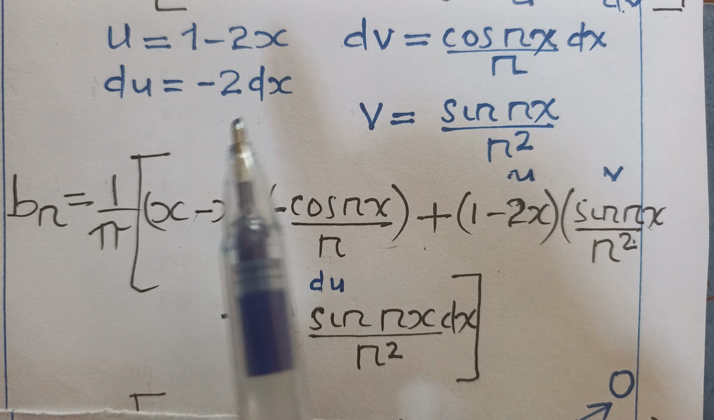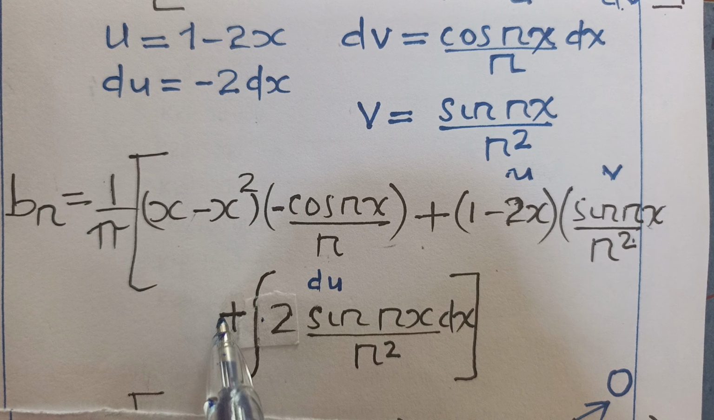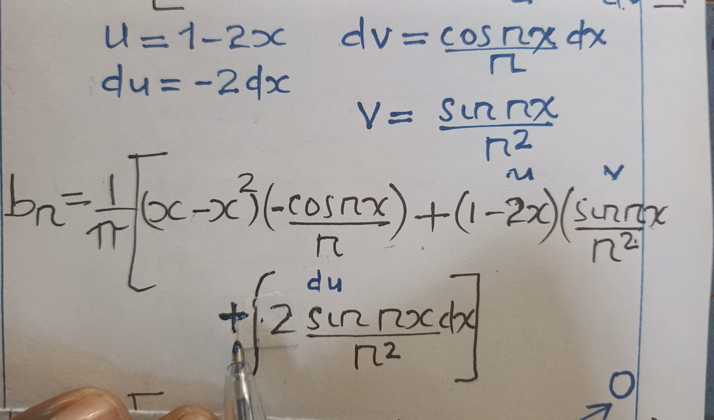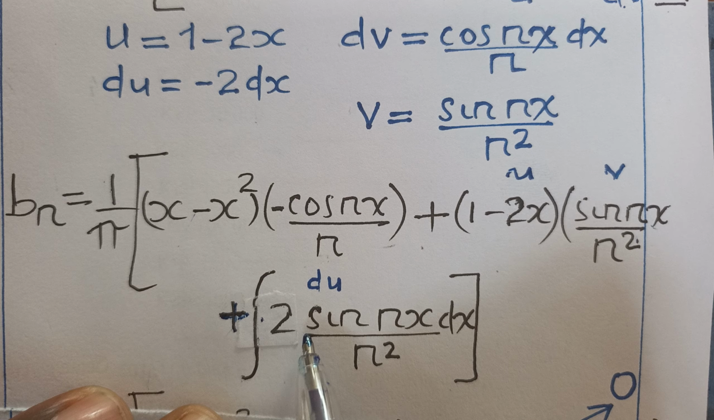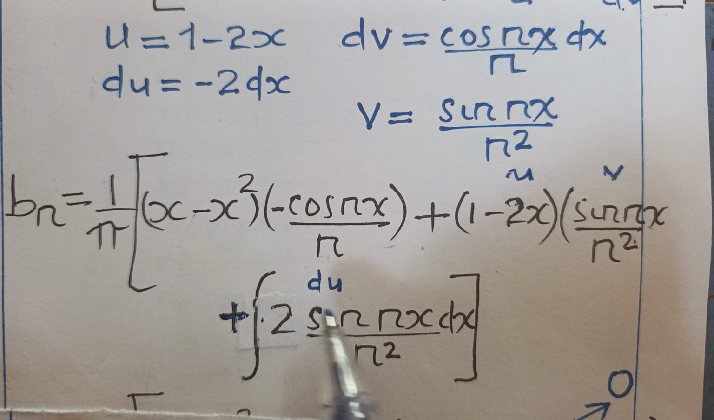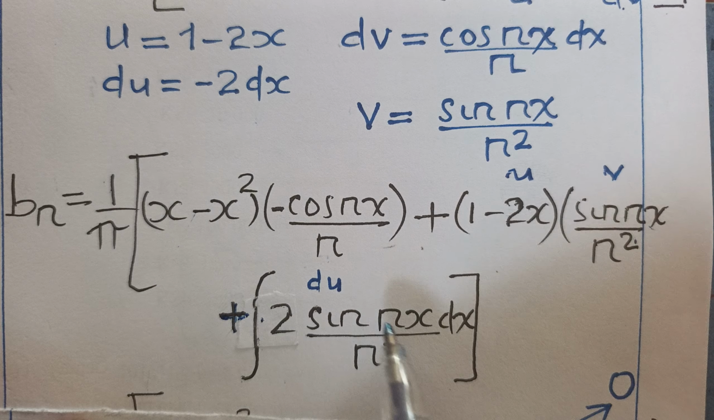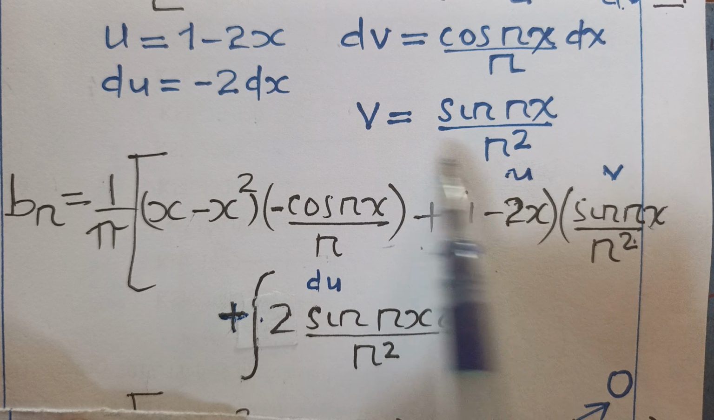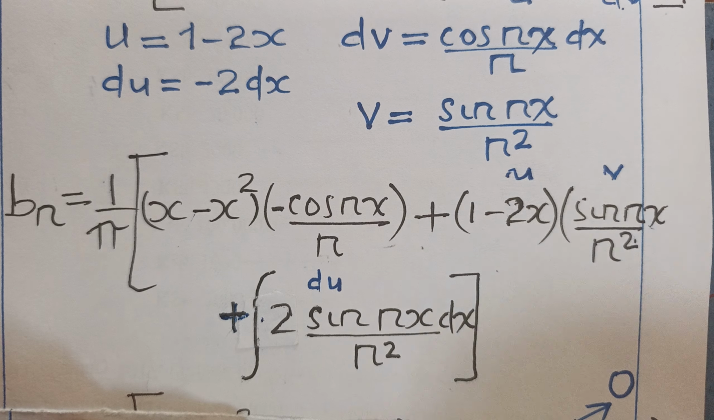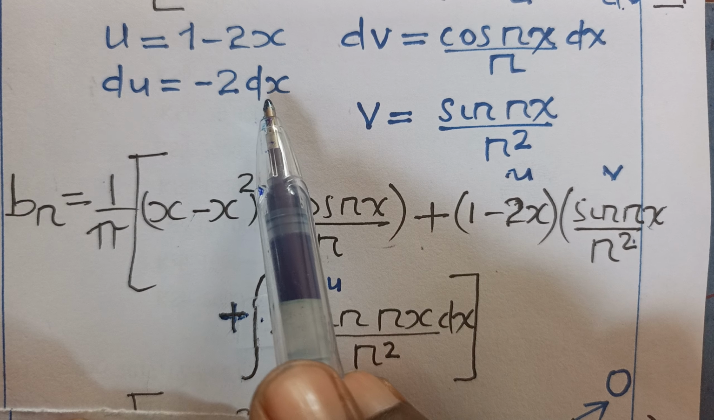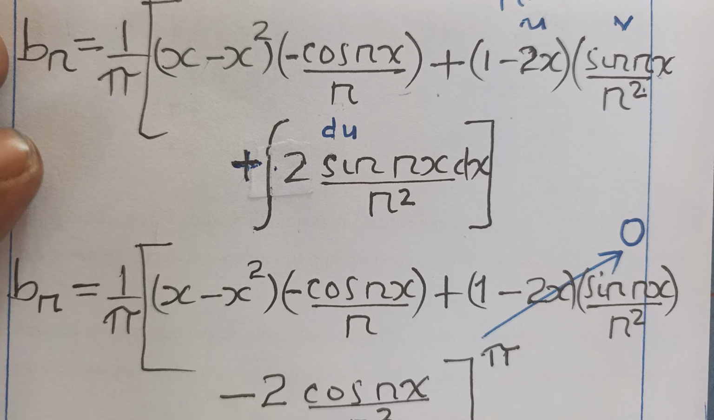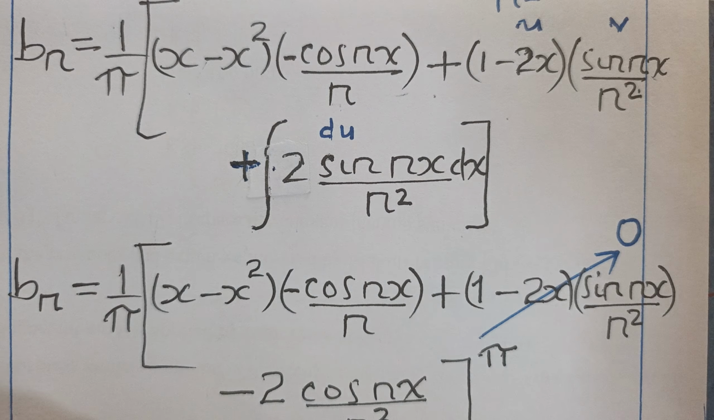And because of the negative here, I have changed this one to be plus. Remember, in our original equation, we usually have minus integral of v du. So I have changed that to be plus because of the negative that was here. And then we have sin nx all over n squared, which is represented by v, and the dx is from this point. And so, from there, we now have our Bn here, as you can see.